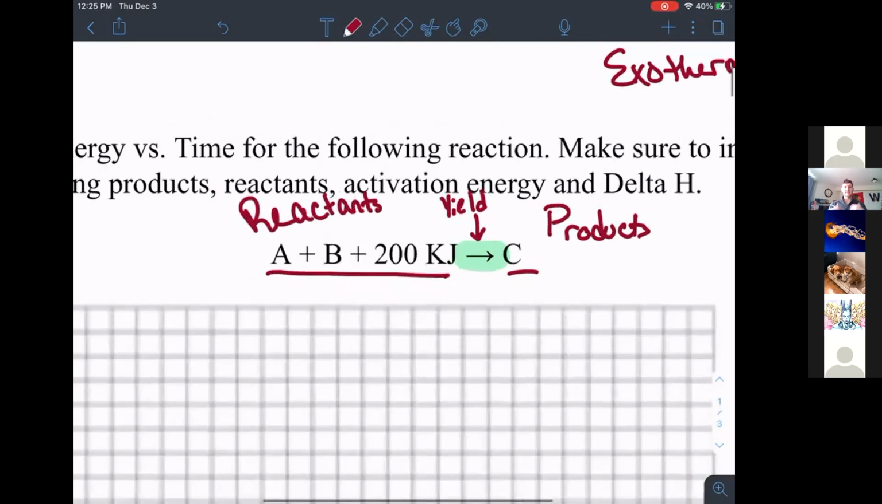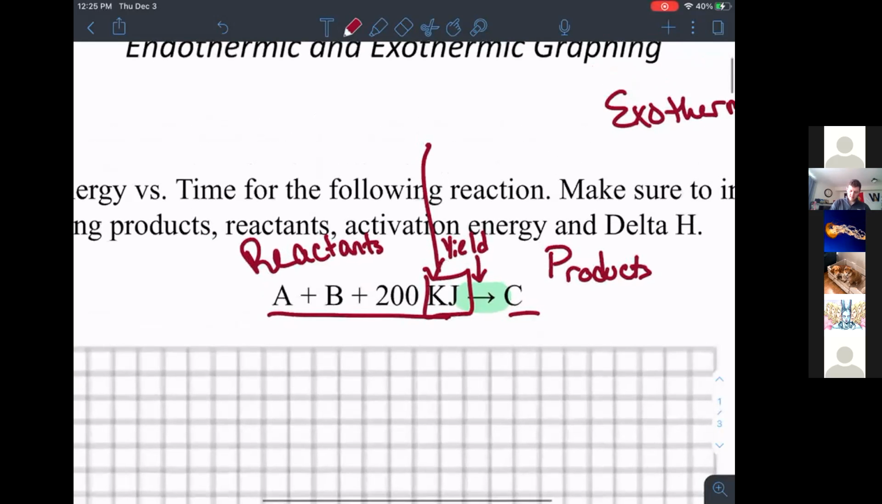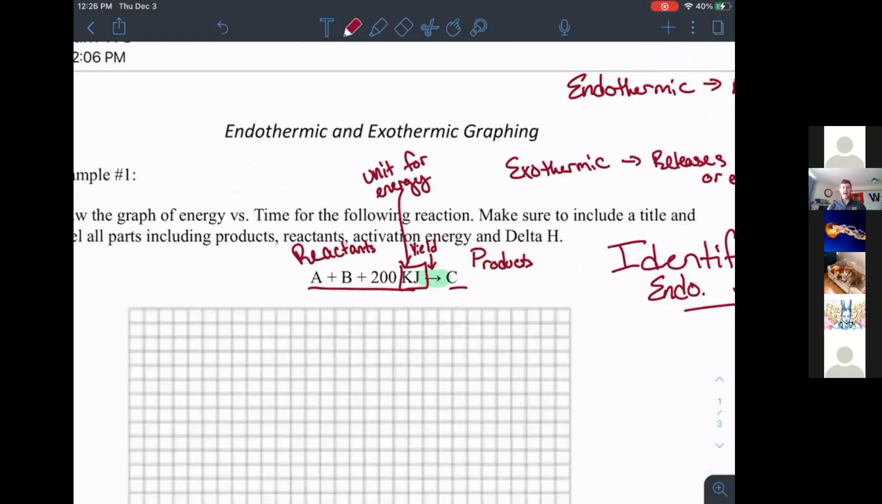Our reactants are this A, this B, and this 200 kilojoules, which is just our unit for energy or heat. Just so you know, kilojoules is a unit of energy. And then we have our products, which is just the C. So based on just this reaction, do we think that this is an endothermic reaction or exothermic? And tell me why.